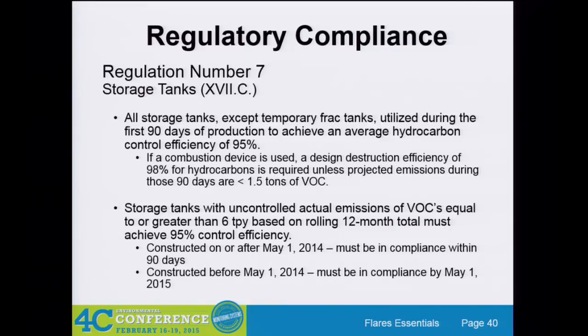Let's keep rolling. So they had a similar phase-in period. Again, I mentioned the 6 tons per year, and they wanted to allow a little bit more time for, it's the same thought as Quad O. So constructed before May of 2014, they're still giving you till May of 2015 to be in compliance with this requirement.